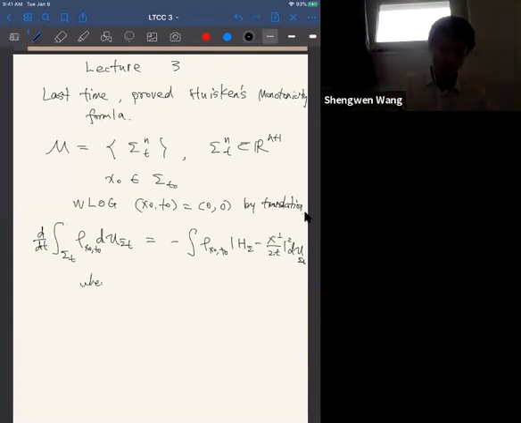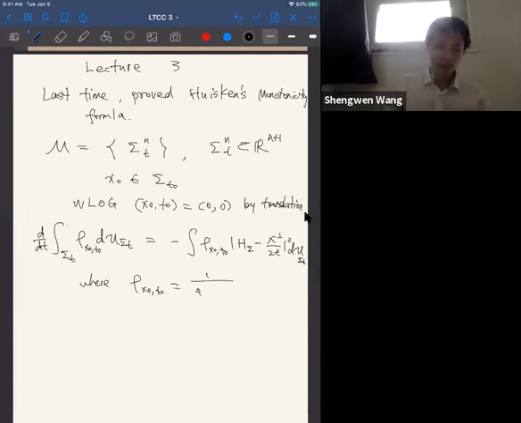Let me remind you that the backward heat kernel centered at (x0, t0) is just the Gaussian. This coincides with the Gaussian distribution in probability theory, and it is the fundamental solution of the heat equation. And this is an n-dimensional backward heat kernel, not an (n+1)-dimensional one.